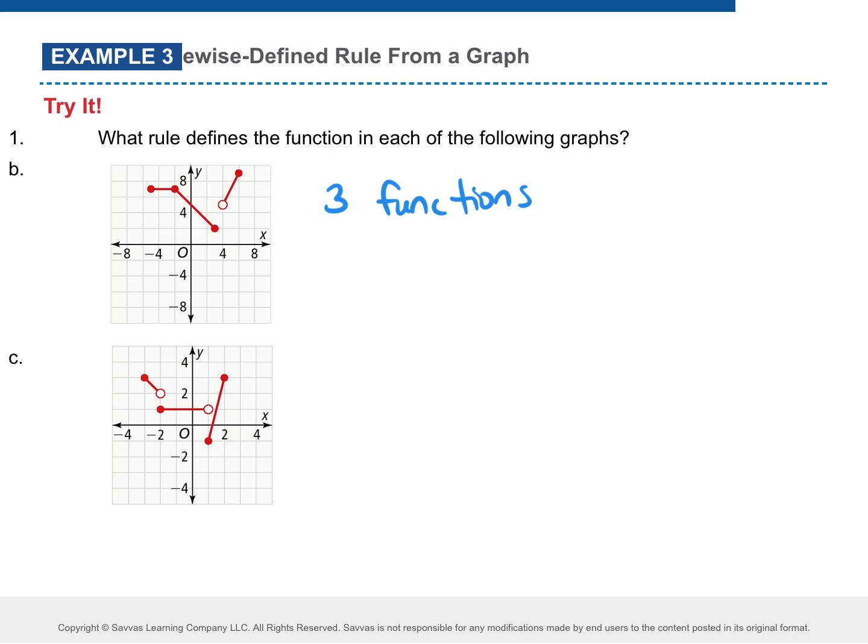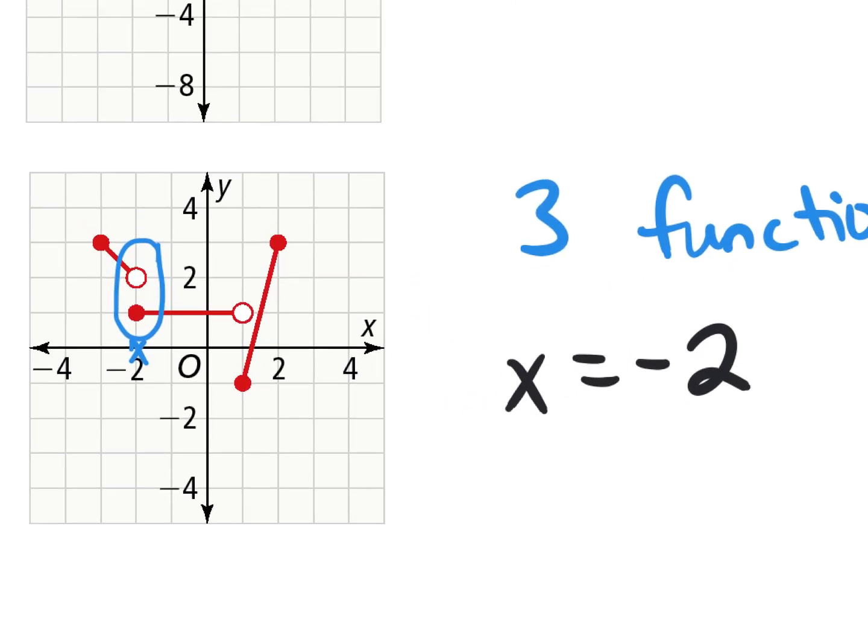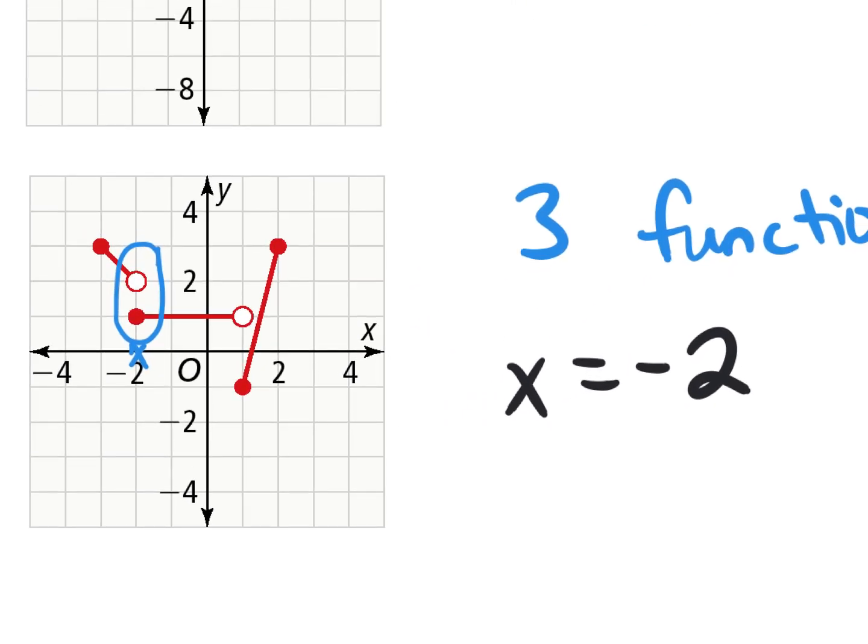What about B? How many functions do we have? We have 3 again. Good. One thing I want to ask, a question that's similar on your quiz, is what is happening at the value of x equals -2? So here's the value x equals -2. How can you describe what's happening there? We have 2 points, or there's 2 functions on that point. What is the difference between the 2 functions, though? One's open, one's closed.